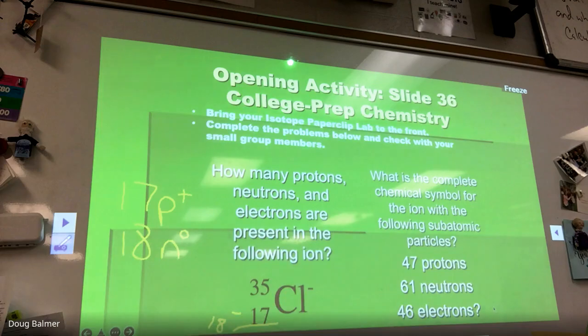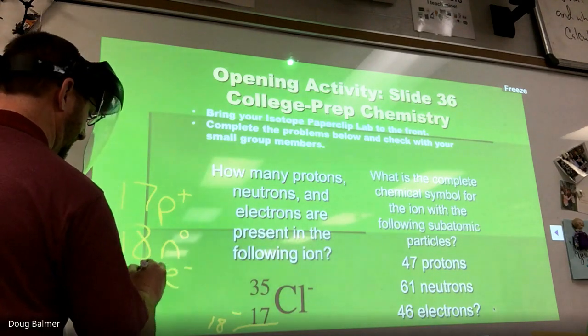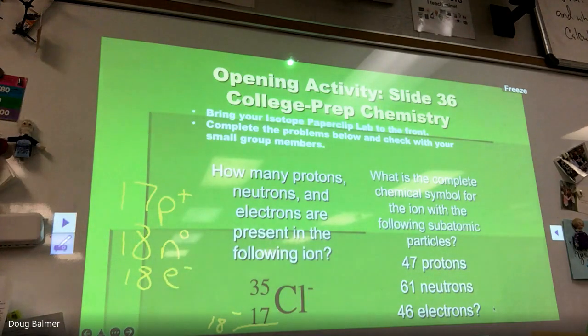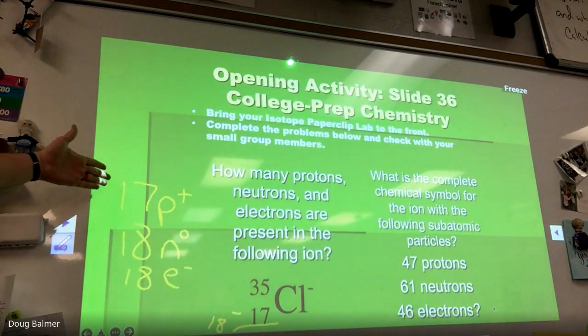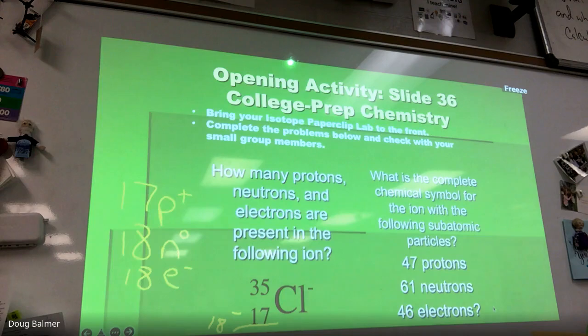Group 3, how many electrons? Yep, and how'd you know that? Which means we have an extra negative, correct? So we have 17 positives. You have to have 18 negatives, giving you an overall -1 charge.